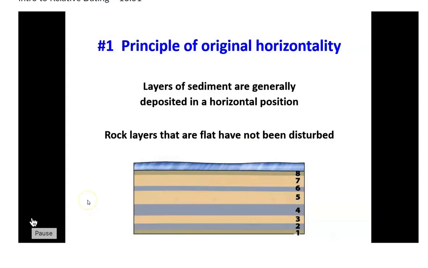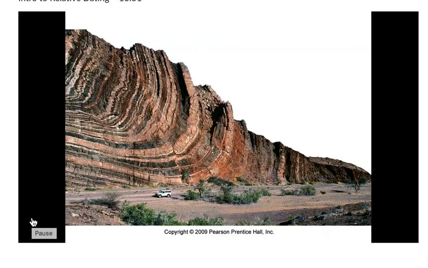And this principle essentially states that layers of sediment are generally deposited in a horizontal position, as we see here in this cross section. And we can gather that rock layers that are flat, like those depicted here, have not been significantly disturbed. And this is important to acknowledge because when we see rocks that have been folded, as these have been here, or rocks that have been tilted, what we are seeing really is consequences of deformation, right? We're seeing the results of tectonic stress that has been applied to rock.